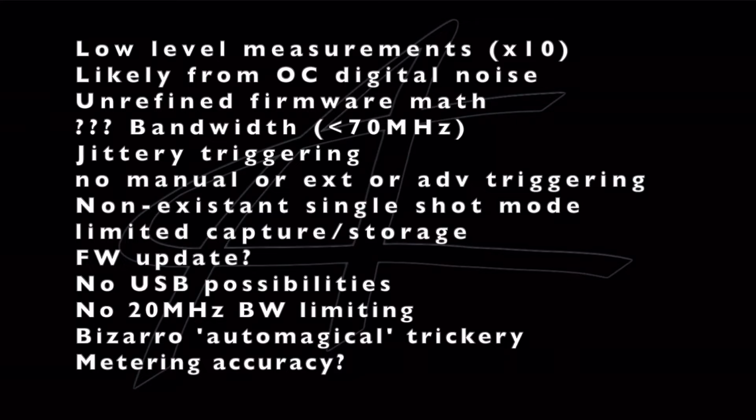The bandwidth, I'm not sure what it is. I didn't test it, but it is less than 70 megahertz for the system because of the 100 megahertz probe and the 100 megahertz front end. The triggering is jittery and weird, especially on pulses in one shot. There's no manual or external or advanced triggering modes of any kind. The single shot mode is, like I said, virtually non-existent. There's some stuff in the manual if you want to look at it. I tried a few things, couldn't get them to quite work right, so I'm just going to say, for now, limited capture and storage.